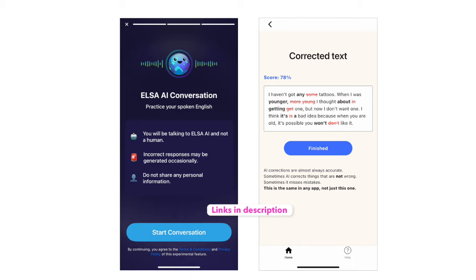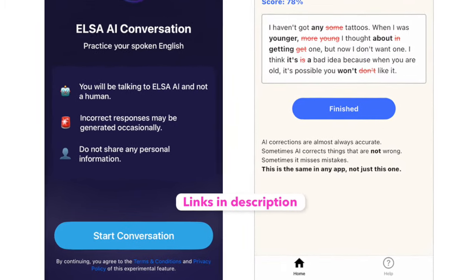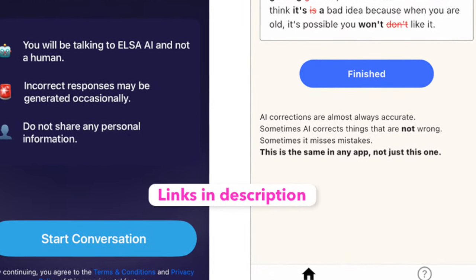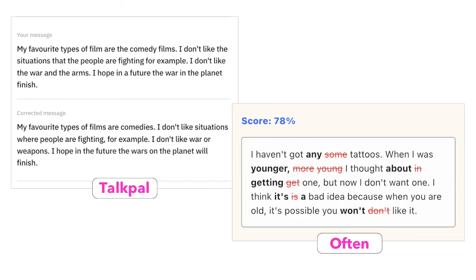Like I said, this will be true in any similar app. I know because I've tested a lot of them, but what I don't like is that TalkPal doesn't explain this to their users. Other similar apps do include warnings about this. For example, the apps Elsa, Often, and even ChatGPT itself. I also felt that in TalkPal, it's very difficult to see what your mistakes were. Your eyes have to skip back and forth between your text and the corrected text to compare them. Other apps, such as Often, make it much clearer.